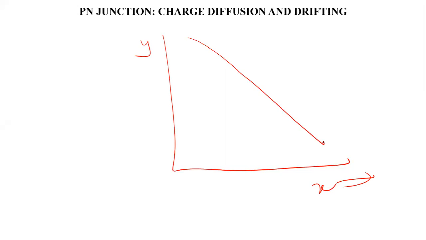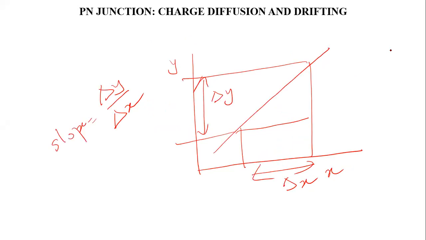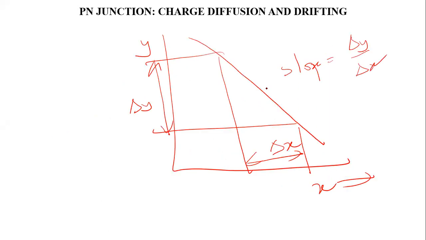Now let me take another curve here. Let's say y, x. Now let's say we have it like this. This change in y is del y, change in x is del x. So here also the slope is del y upon del x. Now we have two straight lines here. One is aligning like this, another one is aligning like this.